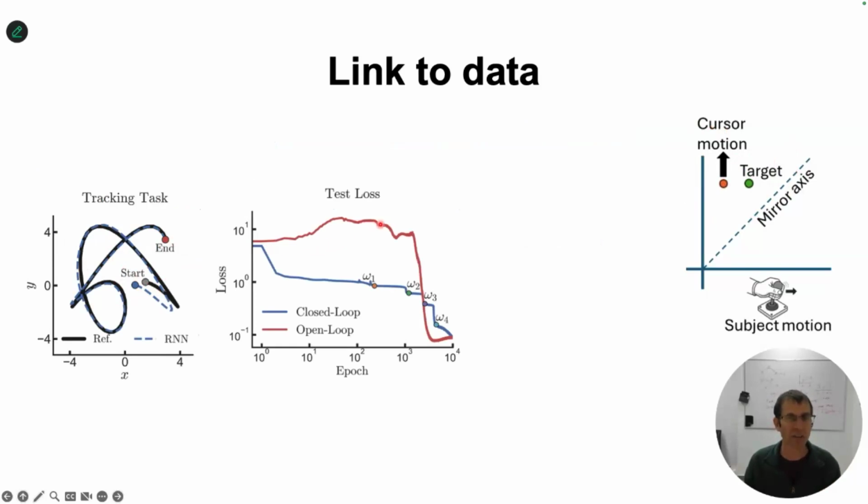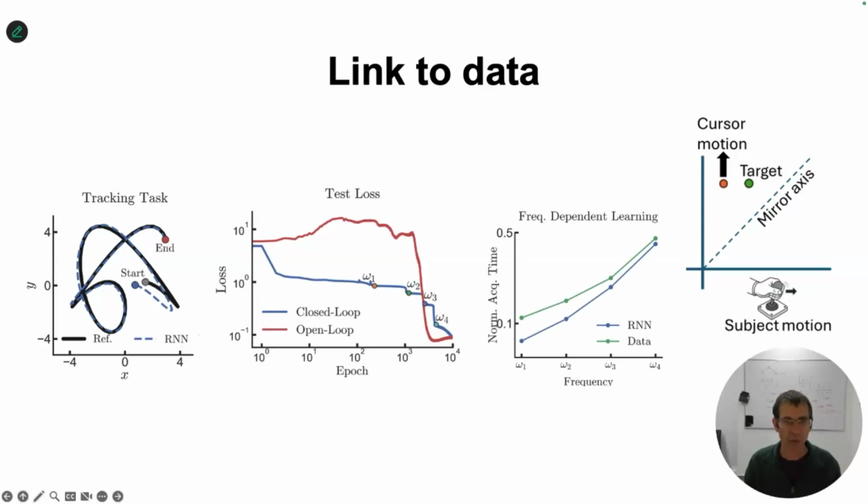Open loop, it gets worse and then gets better. The closed loop has a plateau, but it actually has several plateaus, one corresponding to each frequency. Moreover, we can show that they learn the frequencies from the slow frequency to the fast frequency. And when we compare the rate of learning in our RNN and the data, we see a very similar trend. So in closed loop learning, the RNN learns slow followed by fast frequencies, very similar to what human subjects do.